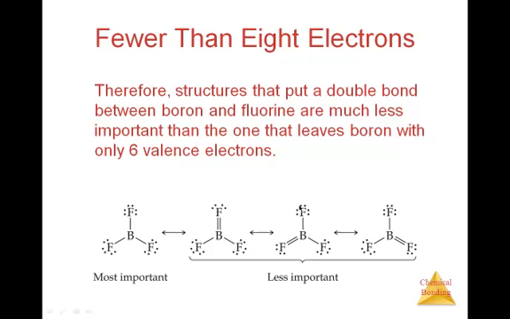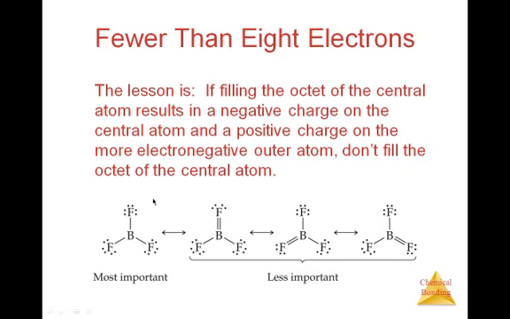Therefore, structures that put a double bond between boron and fluorine are much less important than the one that leaves boron with only 6 valence electrons, with only 3 bonds. This one's much more important than the other ones, because if you look at the formal charges for this structure, it makes a lot more sense because the negative charges are on the fluorines and not on boron. So this is when it has fewer than 8 electrons.